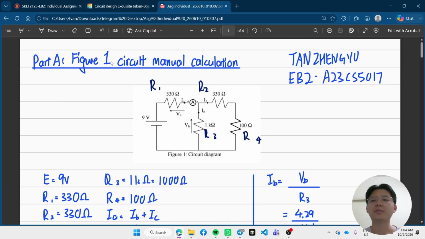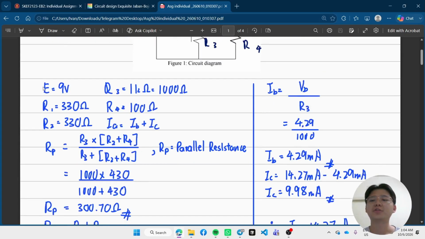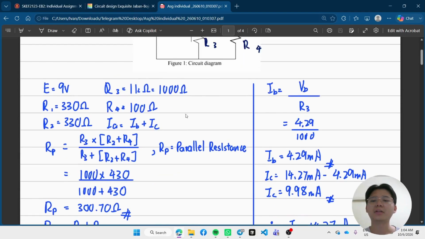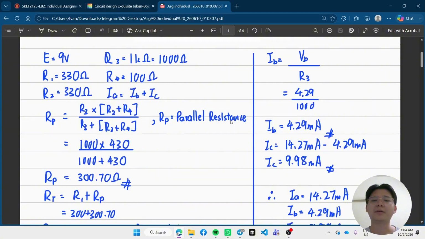So this is our part figure 1 circuit manual calculation. I declare this as R1, R2, R3, and R4. E is the potential voltage difference. So I calculate the parallel resistance first.